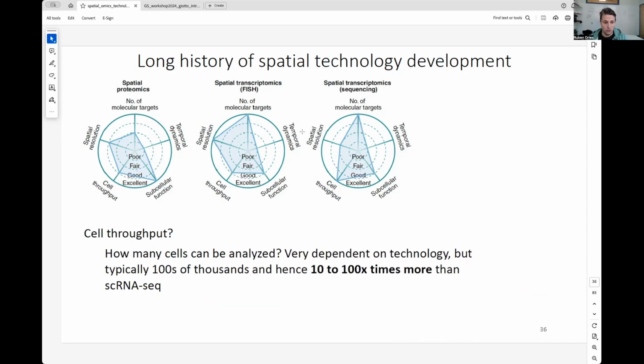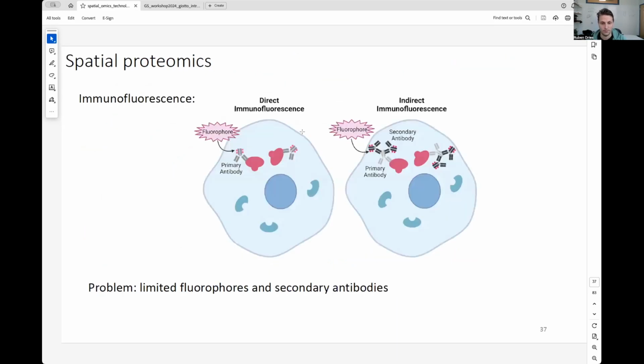And then obviously cell throughput, how many cells can be analyzed. It's also very different depending on which technology you use. But typically nowadays, all technologies can easily process hundreds of thousands of cells, and that's usually more than 10 to 100 times more than a single cell RNA-seq data set.